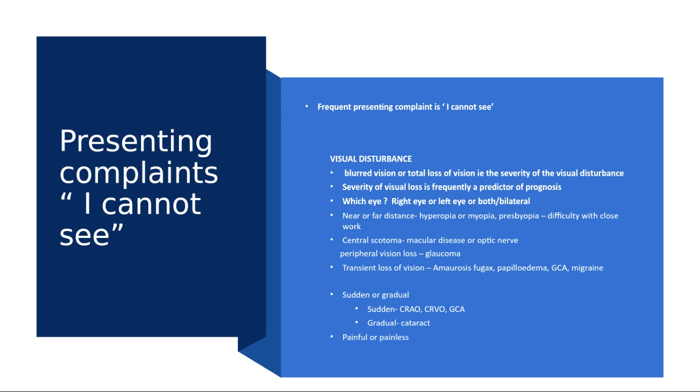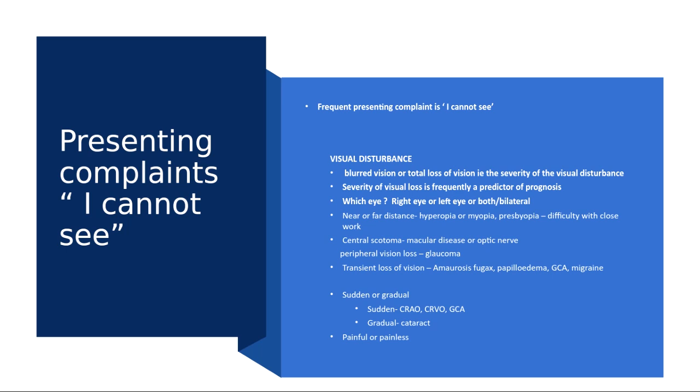Another thing to elicit from the history is, is the visual loss sudden or gradual? If it's sudden visual loss, as I said before, you're thinking of something probably vascular, like a central retinal artery occlusion, central retinal vein occlusion, giant cell arteritis. However, if it's a gradual, painless loss of vision, then you're thinking of cataracts, glaucoma, diabetic retinopathy.